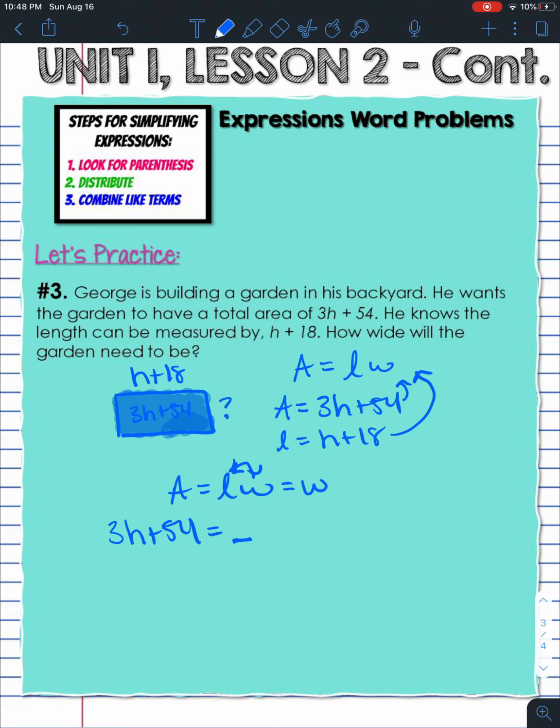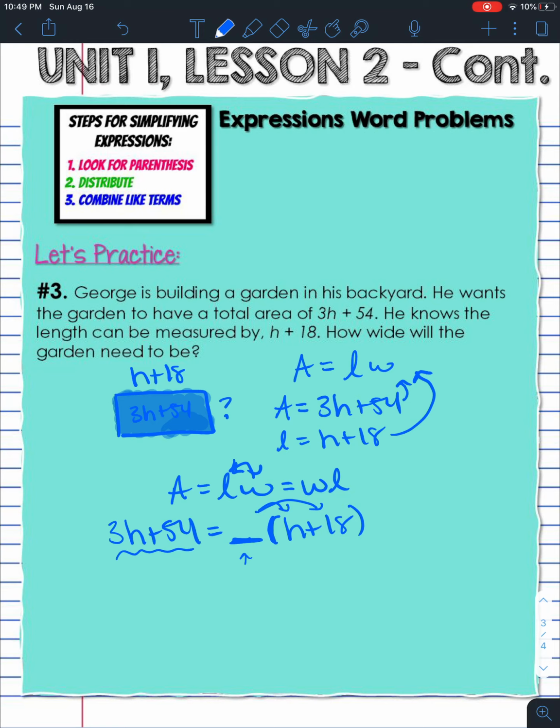Multiplication is commutative. That means I can write them as L times W, or I can write this as W times L. So I'm going to put my W here. It's going to be blank. And I'm multiplying that times my length, which is h plus 18. Okay, so now I have to figure out what is W, what goes in this space here. If I had a number there, I would have to distribute it through here, right? And I know that once I distribute it, it has to equal 3h plus 54.